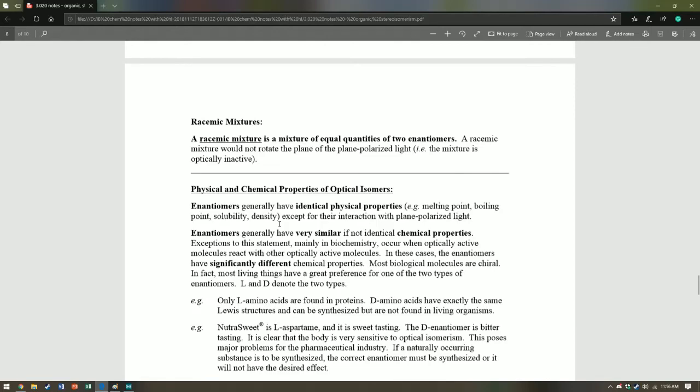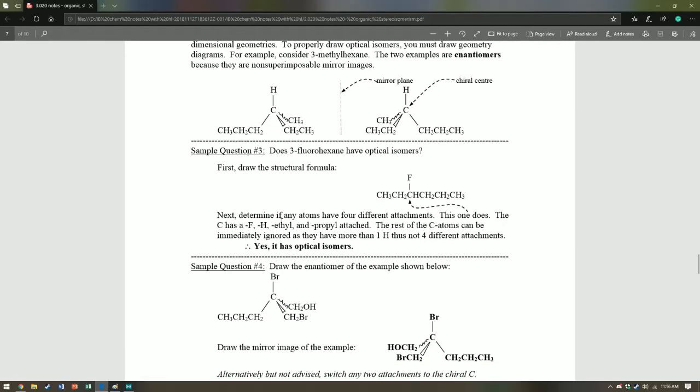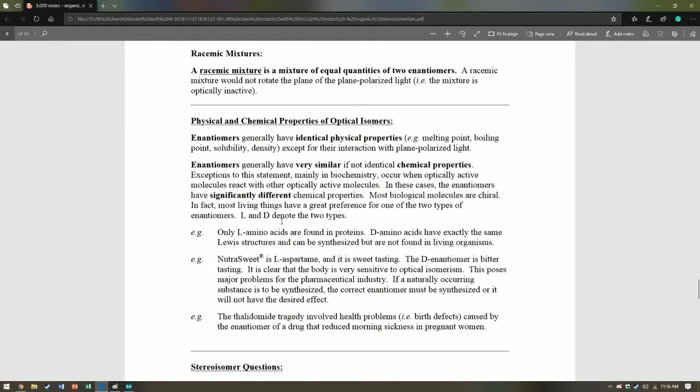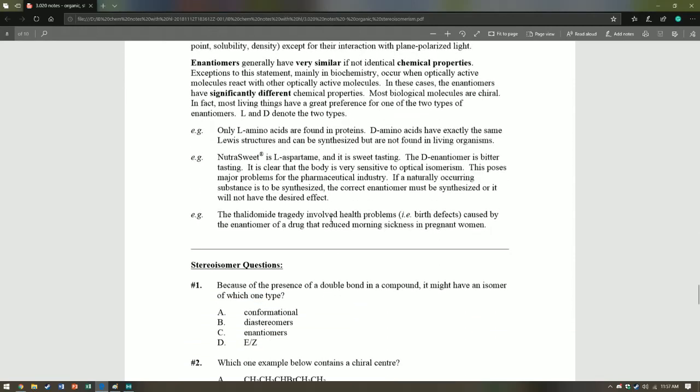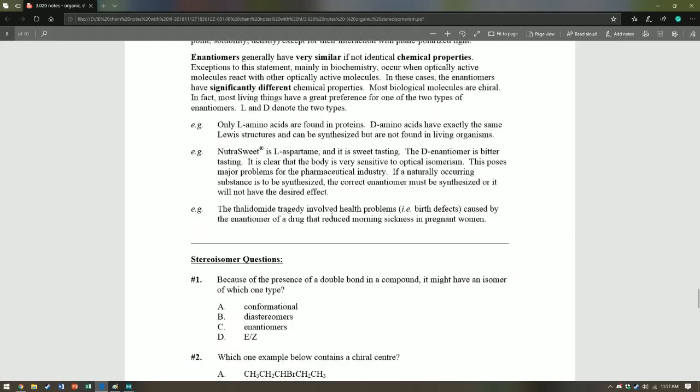And a racemic mixture is, so yeah, that's sort of the bit on optical isomers you're expected to know. A racemic mixture is a mixture of 2 equal quantities of the 2 opposite enantiomers, and generally enantiomers have identical physical properties and identical chemical properties, if not very similar. The only real difference is that they rotate the plane of polarized light by different angles, and sometimes, mainly in biochemistry, they will undergo different reactions just due to the arrangement of the atoms. Most biological molecules are chiral, and most things have a great preference for one of the 2 types of enantiomers, the L enantiomer. They generally prefer left-handed isomers, not the right-handed one. Yeah, that's it. Thank you for watching.